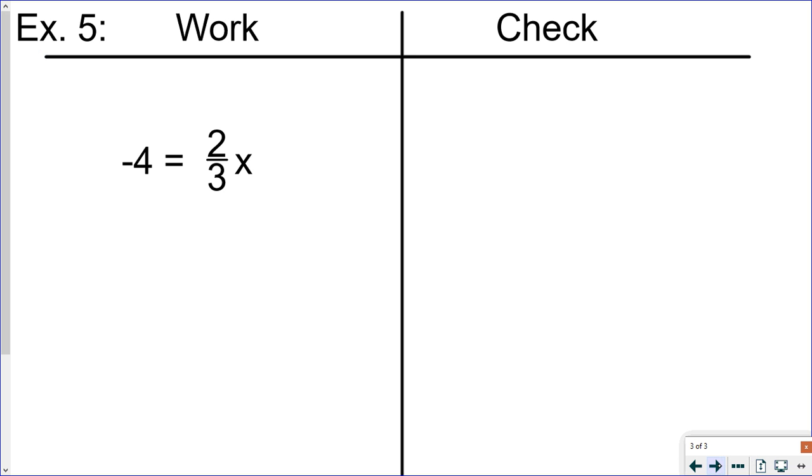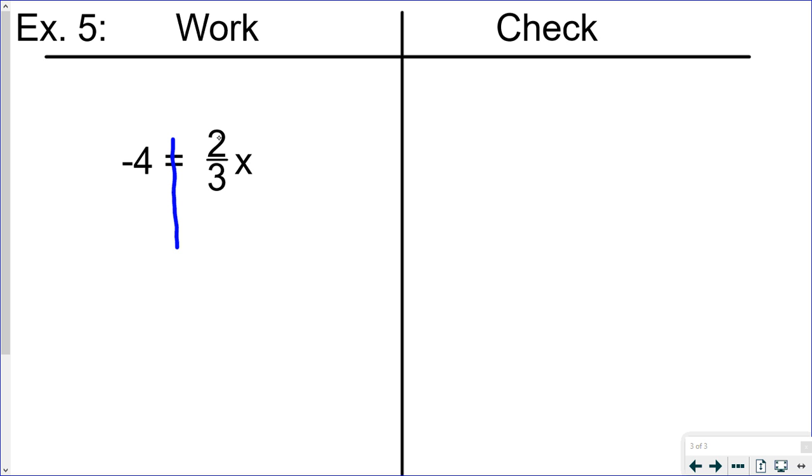All right. Last example. This is the one that students have the most trouble with. So in this example, what you see is 2/3 times x. Well, there's a property that says if you take a fraction and multiply it by its reciprocal, it will always equal 1. So we're going to use that property instead of dividing both sides by 2/3. We could divide both sides by 2/3 and it would work, but multiplying by the reciprocal is easier.